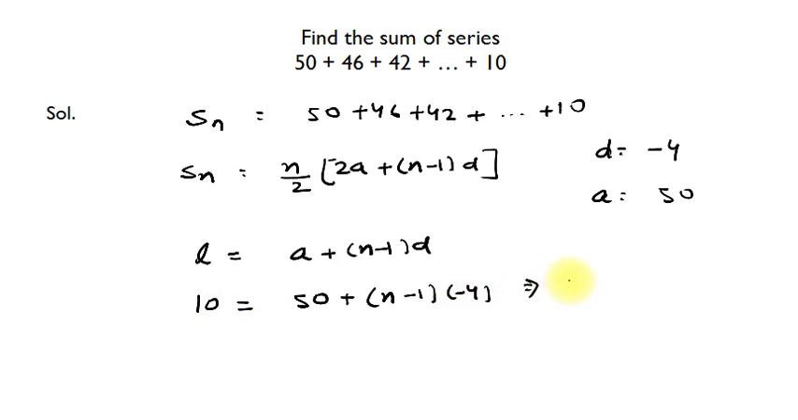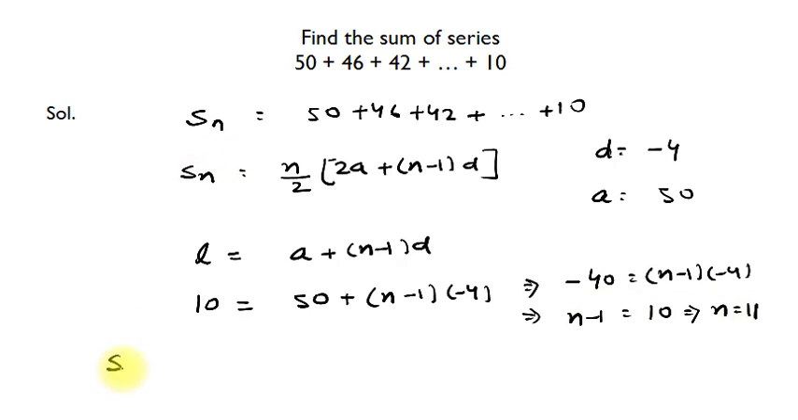So here we can write minus 40 is equal to n minus 1 into minus 4. So from here we can write n minus 1 is equal to 10, and n is equal to 11. So we get the value of n is equal to 11, the total number of terms of the given series. Now we have to find the sum of the series.